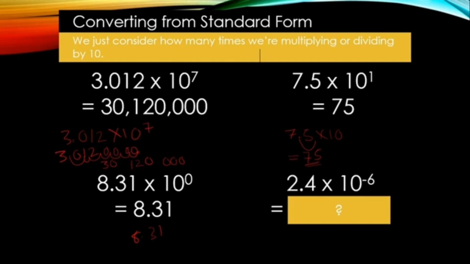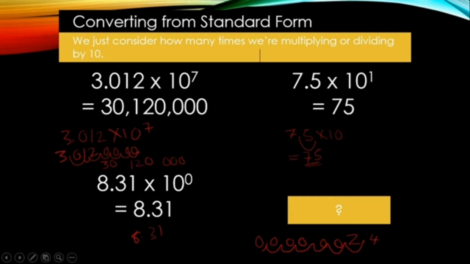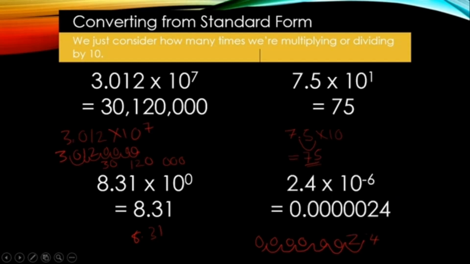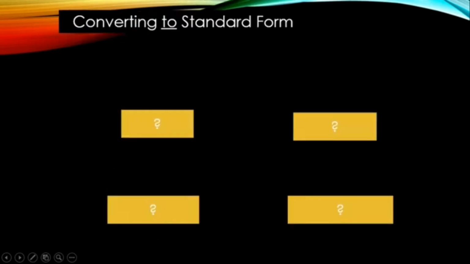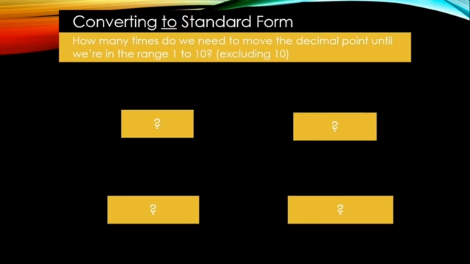And the last one, 2.4 multiplied by 10 to the power 6. It's very simple. We're going to move 6 places to the left because the power is negative. So it will be 2.4 moving 1, 2, 3, 4, 5, 6. All these ones will be replaced with placeholders. Our new decimal point will be here. So our new number will be 0.0000024. Let's check. And our number is, yes, 0.0000024.